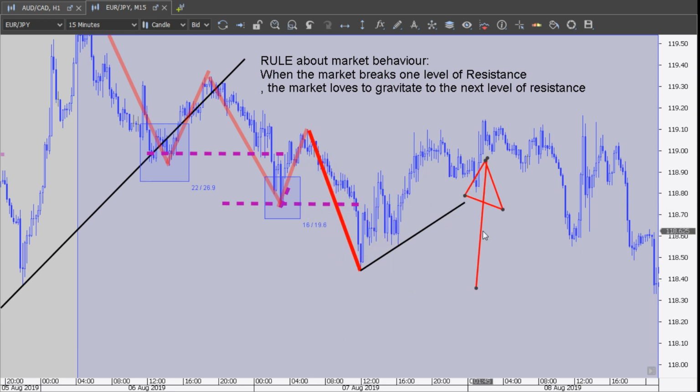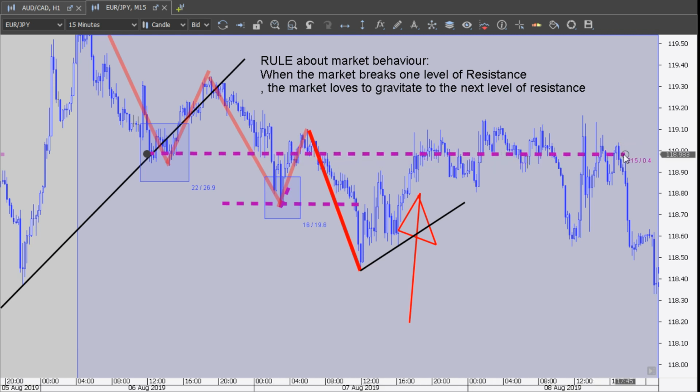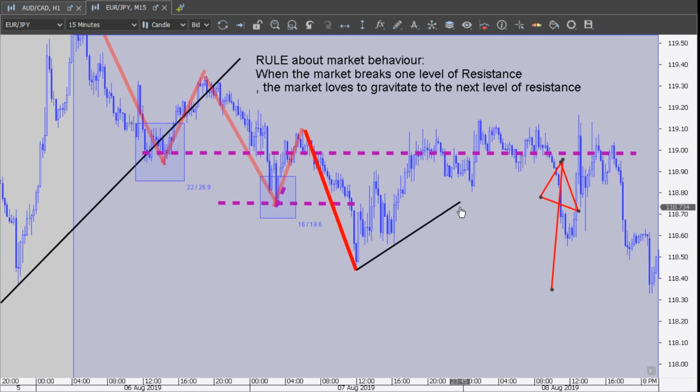Sometimes the market does this. When the market breaks one level of resistance, but the same goes with the support, the market loves to gravitate to the next level of resistance. So the market broke the first quadrant, the first resistance, but it went to the second, right? You are going to hear the professional trader using vocabulary like the first level of resistance is holding, or hold it, and then again went down, right?